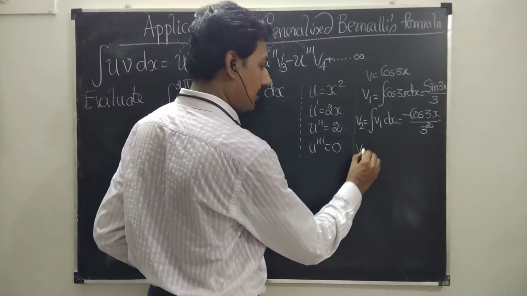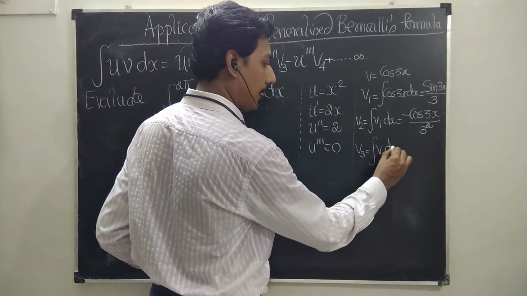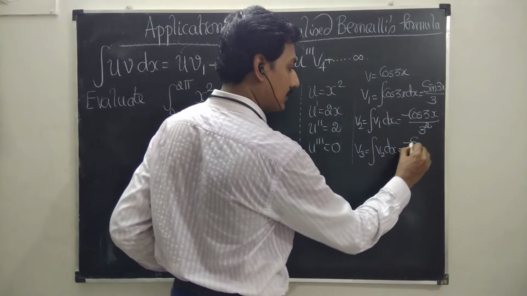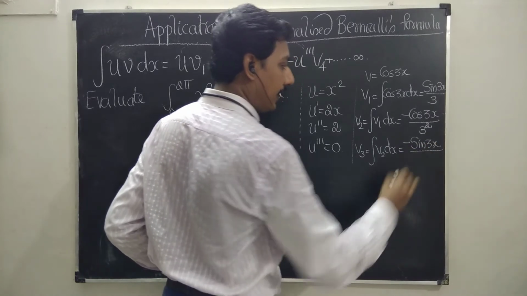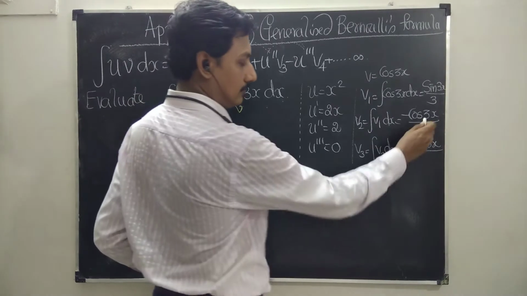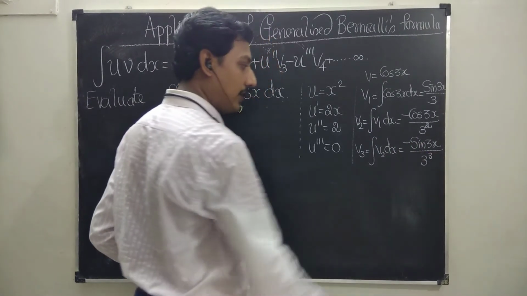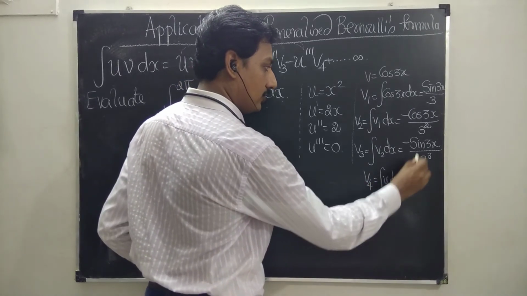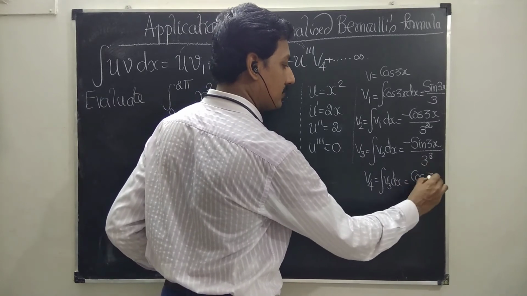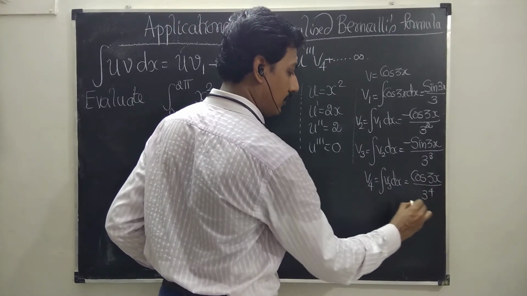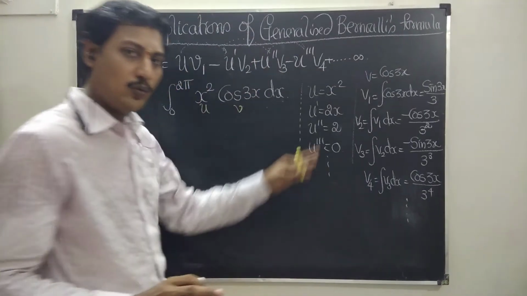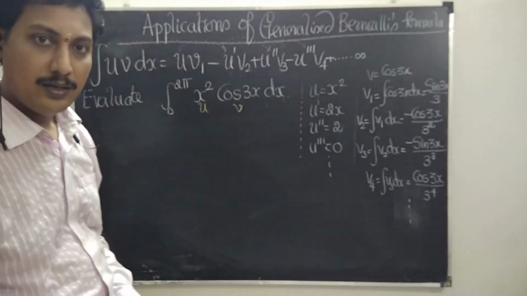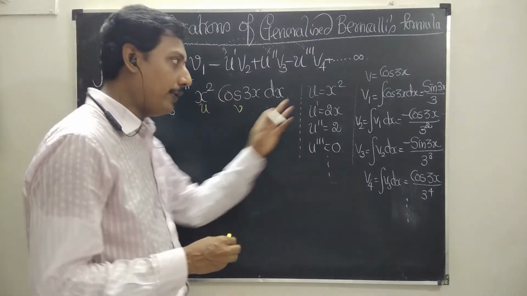Right? So what is v3 now? v3 is equal to integral v2 dx. Once again integrate this with respect to x. Integration of cos is sin only, so the minus is retained there, so minus sin 3x by 3. Already 3 squared is there, so now this becomes 3 power 3. What about v4? v4 is integral v3 dx. So sin becomes minus cos, so minus and minus becomes plus cos 3x by 3 to the power 4. So continue like that. But I don't want the higher order terms, because when I use the Bernoulli formula, I am going to write the product of derivatives and the integral values.